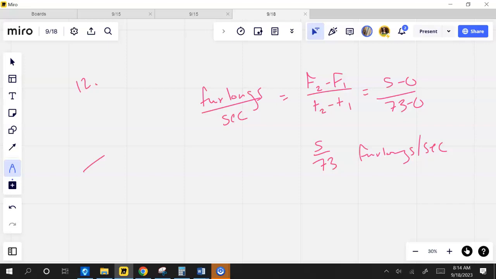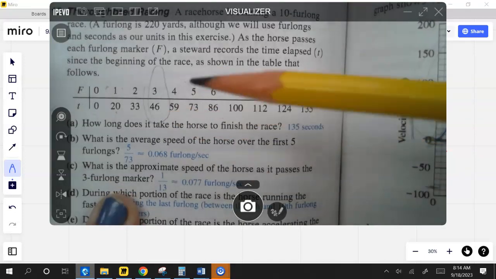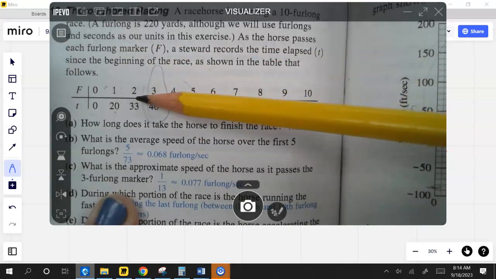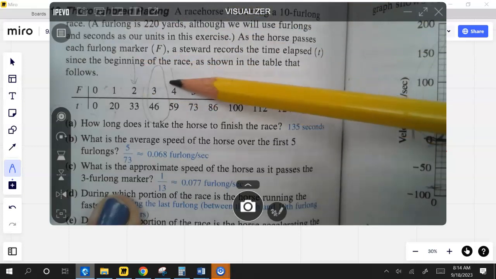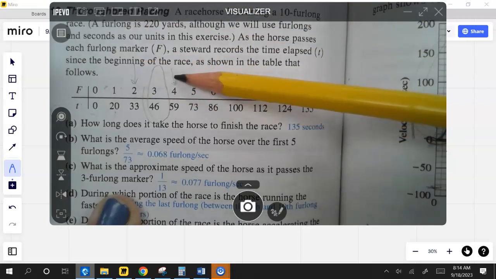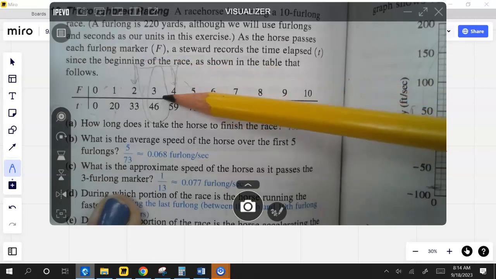Part C says, what's the approximate speed of the horse as it passes the 3 furlong marker? So here's what I have to think about. As it passes the 3 furlong marker, so I'm here. This is where I'm going to use AROC to estimate IROC, right? I'm going to take the 2 points closest to 3 on either side, from here to here, and do AROC between these 2 only. And it's going to estimate the middle.